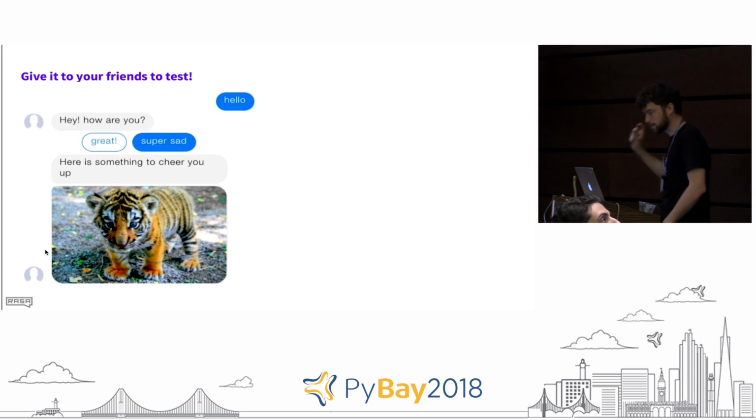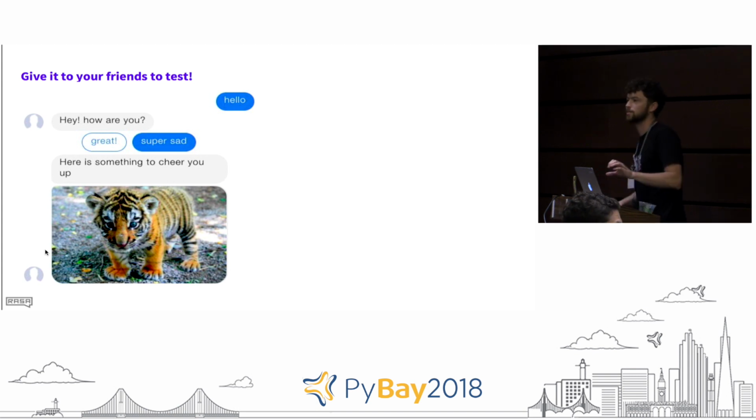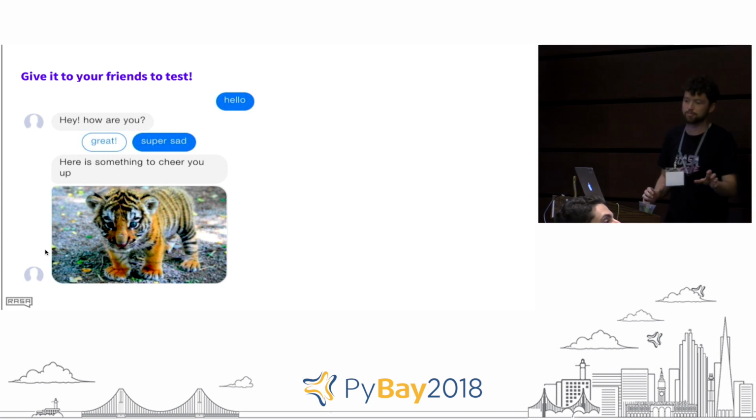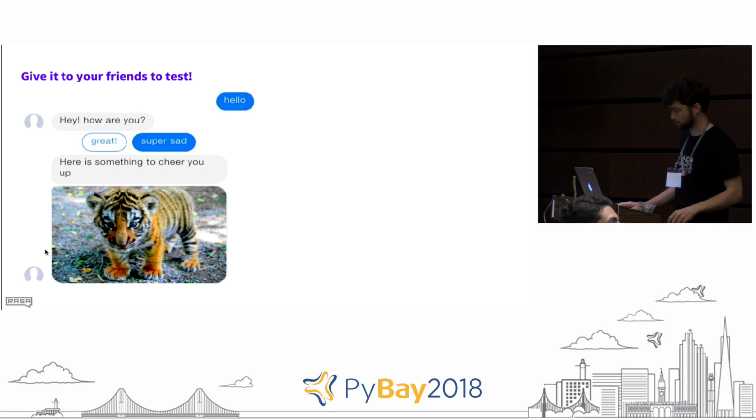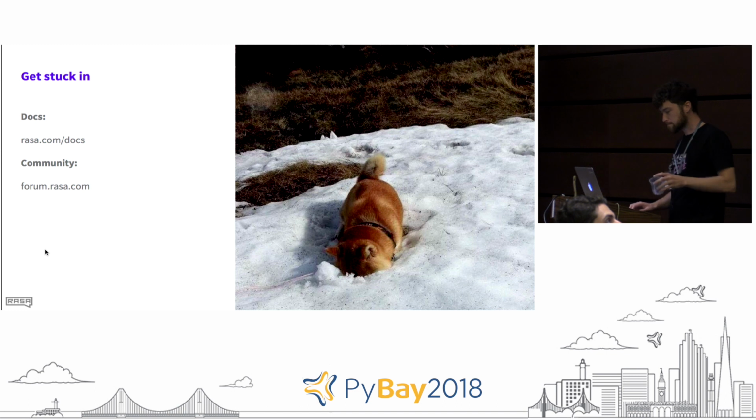And then, yeah, the best thing you can do is just give it to your friends to test as quickly as possible. Test it out yourself. It's a million times more useful than just kind of agonizingly debugging things. Your users will always surprise you, always. So it's better to be surprised early, I guess. So yeah, get stuck in.